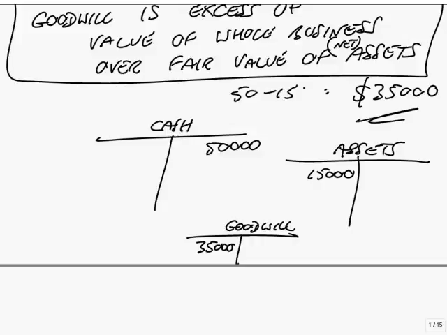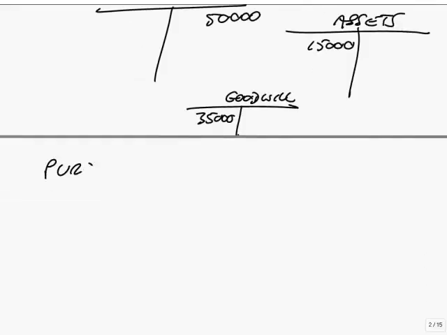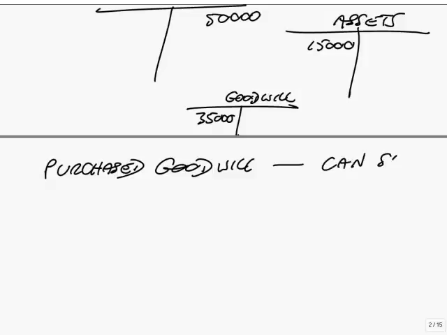We call that purchased goodwill. So purchased goodwill, I hardly need write, I've said it. But if you've actually paid for it because you've bought another company, then you can show it in your balance sheet. It's a non-current asset.